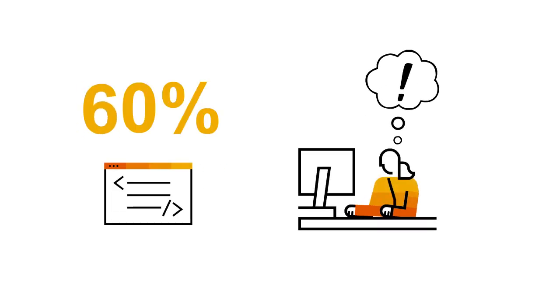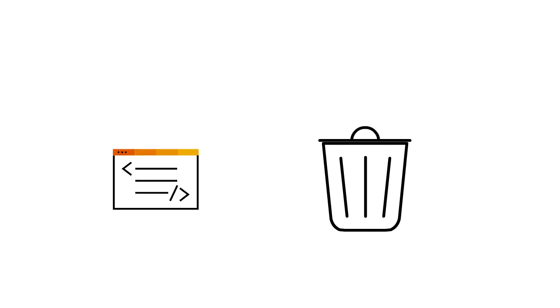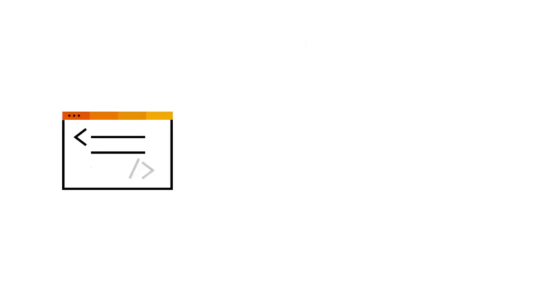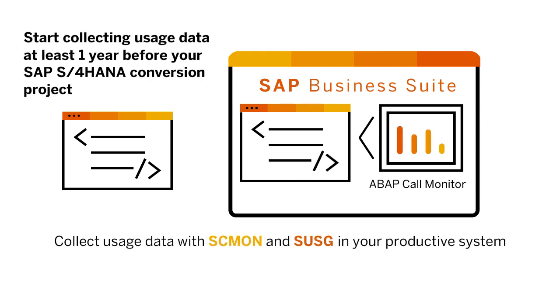Do you know that on average, about 60% of your custom code is not executed in your productive landscape? Therefore, SAP's recommendation is to collect unused code before system conversion and leave it behind. But how can you identify the code that is not used? Just run usage analysis with ABAP Call Monitor (SCMON) and aggregate collected usage data with transaction SUSG directly in your productive SAP Business Suite system.